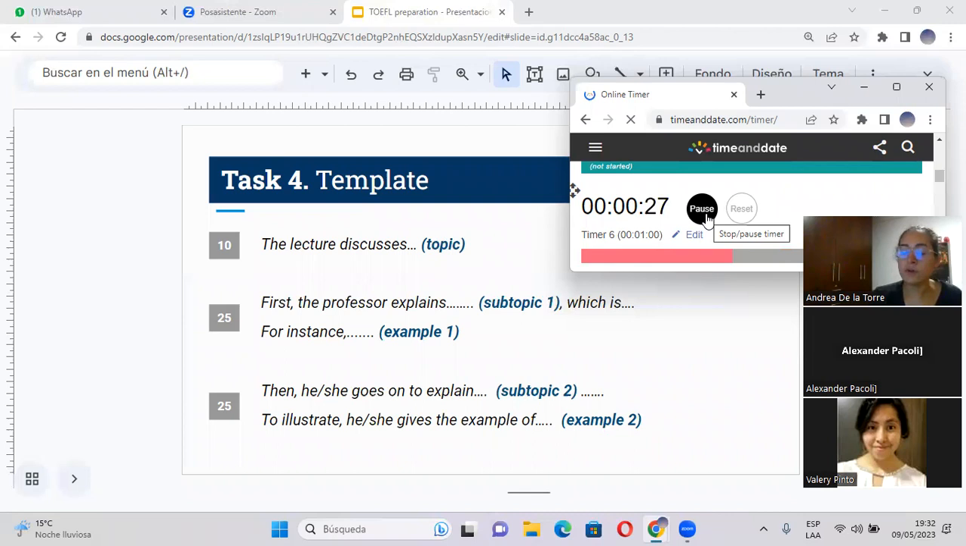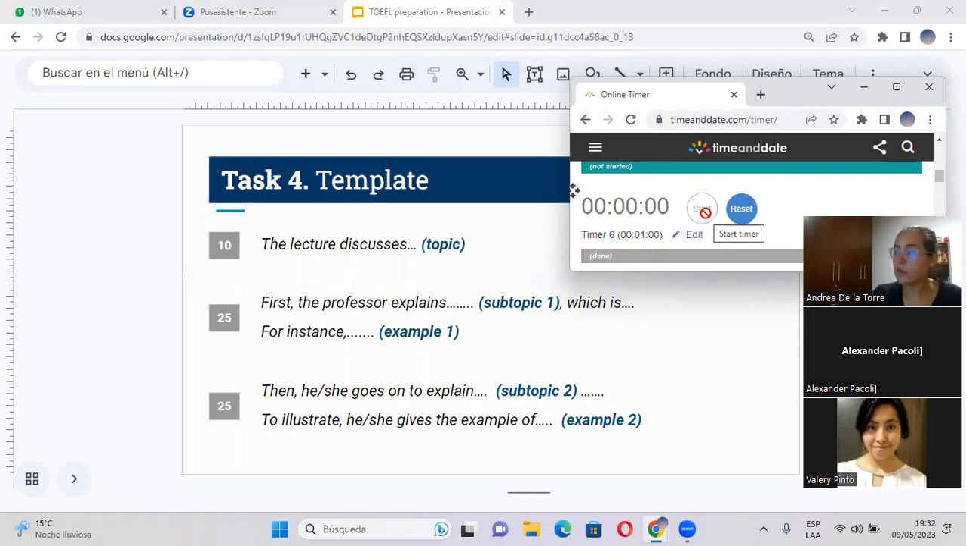Then the professor goes on to explain features, which are all those extra characteristics that a product has that, although they are not necessary, make the product easier to use or make it appealing for the consumer. To illustrate, she continues with the example of cars, and she mentions a few features like electric windows, sunroof, stereos, air conditioning, among others.